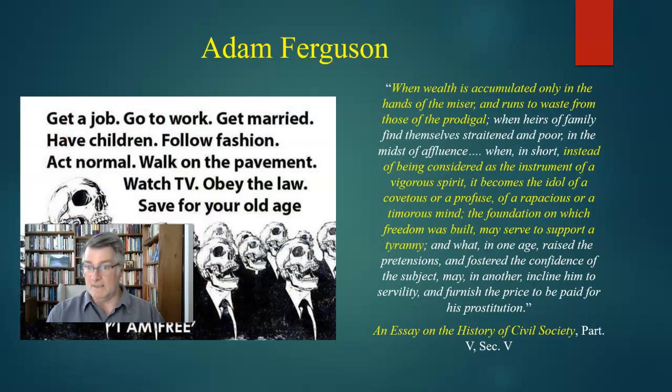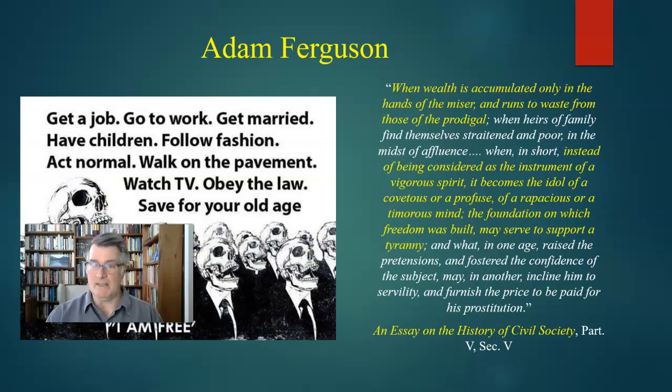So he writes in part 5 of the History of Civil Society, "When wealth is accumulated only in the hands of the miser and runs to waste from those of the prodigal, when heirs of families find themselves straitened and poor in the midst of affluence." Sound familiar? "When, in short, instead of being considered as the instrument of a vigorous spirit, it becomes the idol of the covetous or of a profuse or rapacious or timorous mind, the foundation on which freedom was built may serve to support a tyranny, and what in one age raised the pretensions and fostered the confidence of the subject may in another incline him to civility and furnish the price to be paid for his prostitution." Wow.